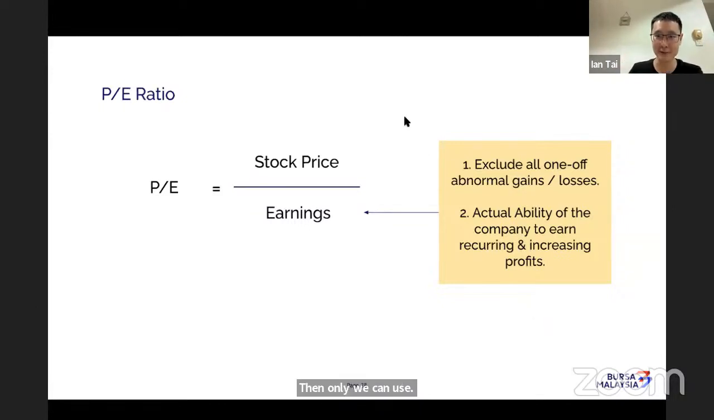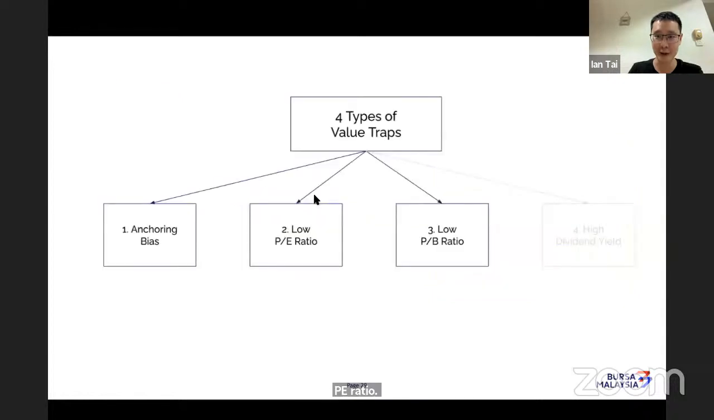All right. So with that, we have covered the second value trap, which is low PE ratio. Now, next we are going to look at low PB ratio. Okay, let's take a look at the third one, low PB ratio.